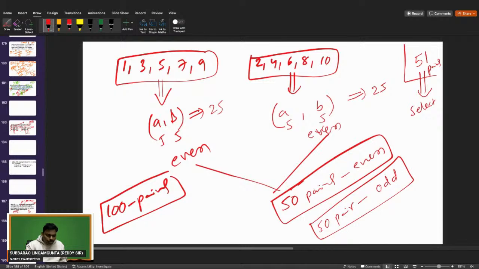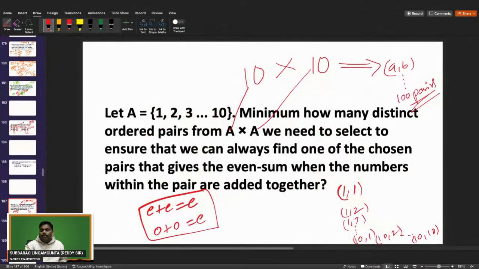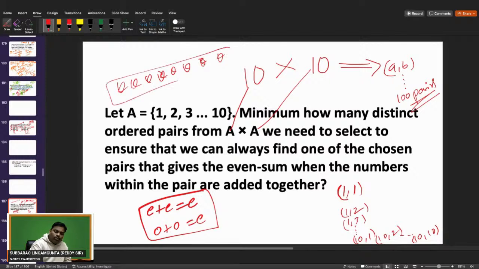So if you see the problem here: minimum how many distinct ordered pairs from A cross A do we need to select to ensure that we can always find one of the chosen pairs that gives the even sum, where the numbers within the pair are added together? Answer is 51. It is an excellent problem. It took me almost one week to frame all these problems.